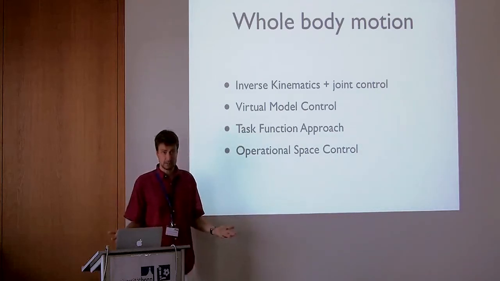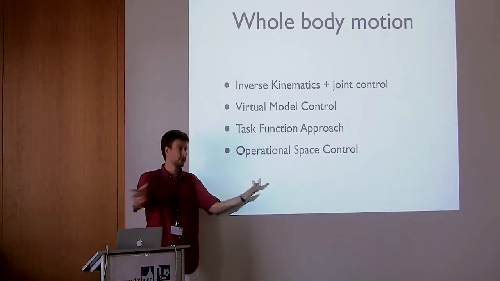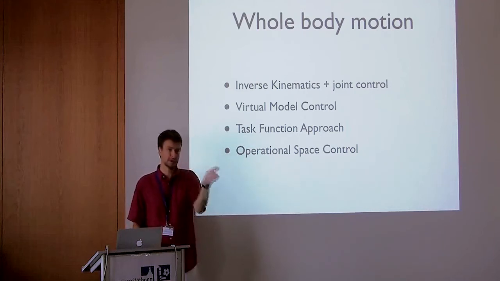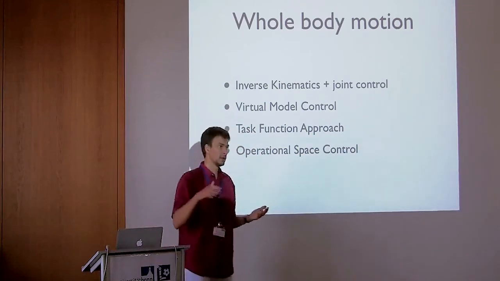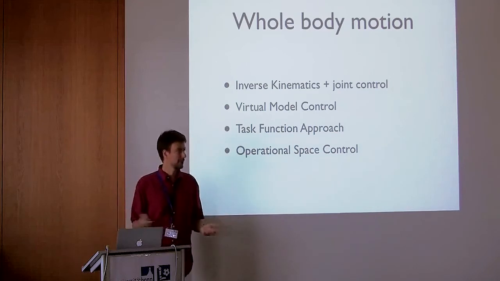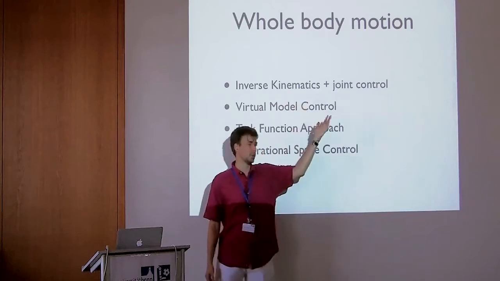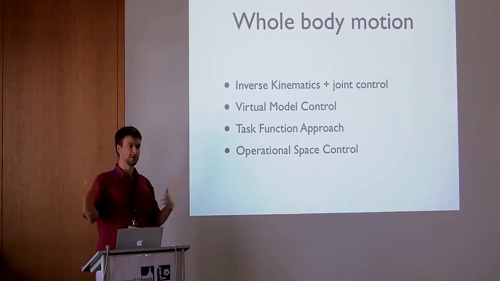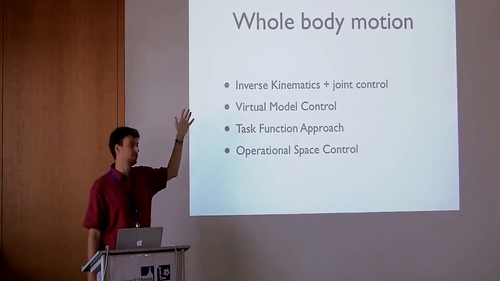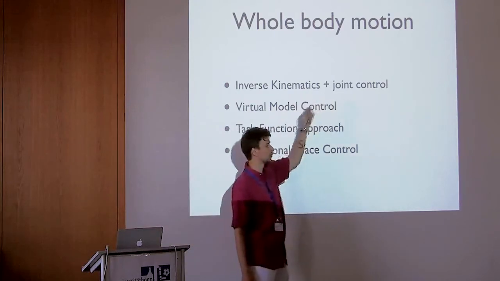Of course, what you want to control, as we saw, is the motion of the center of mass. You want to control the motion of the feet. That is what you need for balance. Then maybe the motion of the hands if you want to grasp things, and the motion of the head if you want to look at things. But mostly you want to control the motion of your robot in the Cartesian space. That means you need some form of inverse kinematics followed by joint control. So that's one option: once you know the motion in Cartesian space, you first do inverse kinematics, which gives you the joint motion.